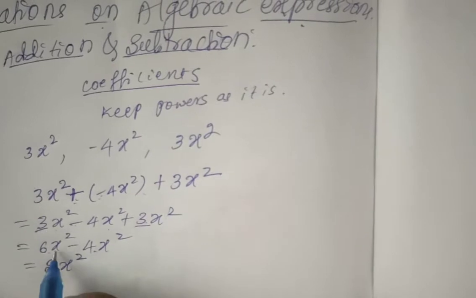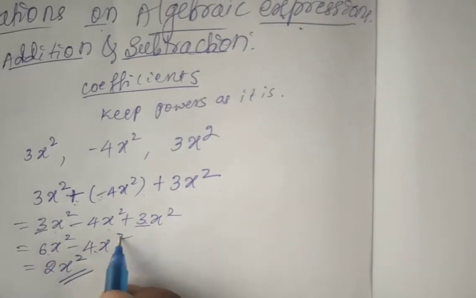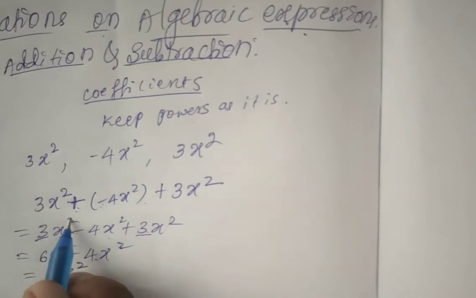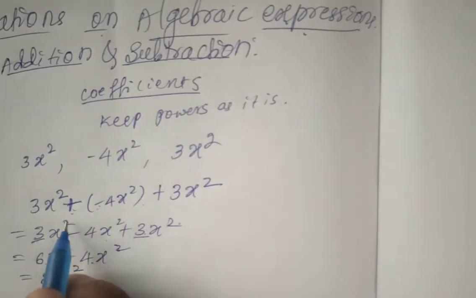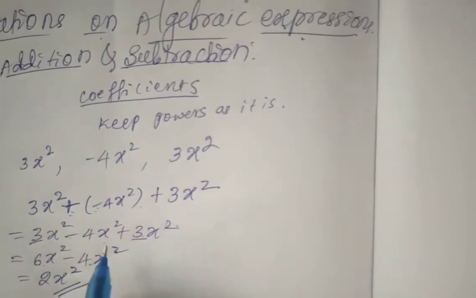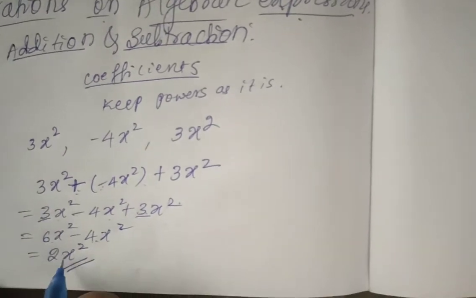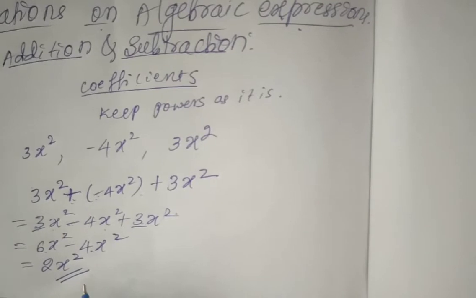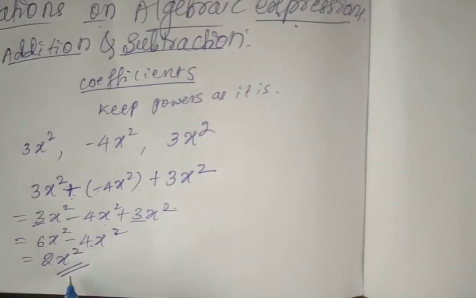I told you that keep the powers as they are. X square is there, don't subtract like 2 minus 2, 0, and don't add like 2 plus 2, 4. We cannot add the powers, we just keep the power as it is and add and subtract the coefficients. So I hope you understood this. This is a very simple example.